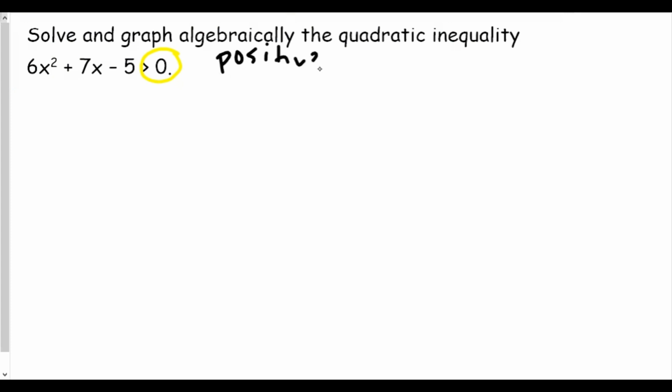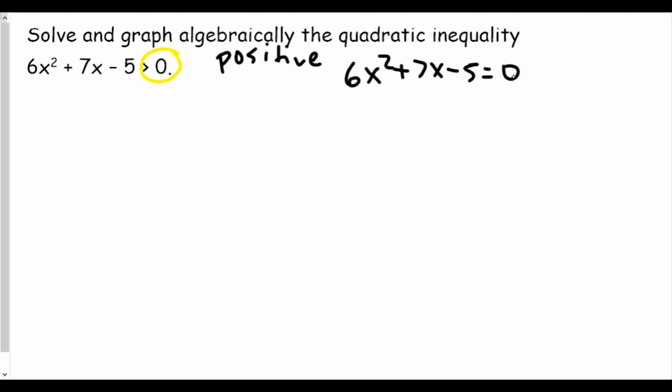Well, to determine if something's positive or negative, we have to compare it to when it's 0. What side of the x-axis would it be on, positive or negative, relative to 0. So, we're going to have to factor. So we'll set the equation 6x squared plus 7x minus 5 equal to 0. Okay, and so we've done this before.